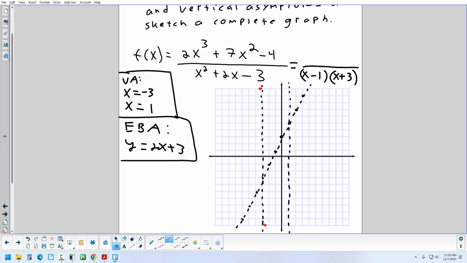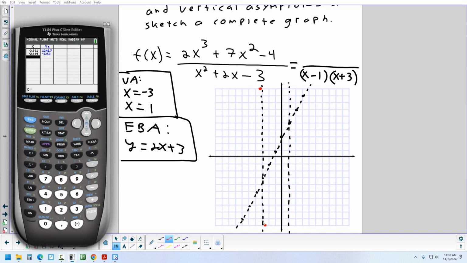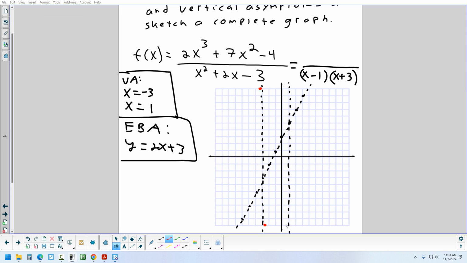Okay, so we know what's happening near that asymptote. Let's check the asymptote at 1. What's a value that's close to 1 approaching from the negative side? 0.9999. Yep, so you can do 0.999, and we're at -12,000, so that's really far down.